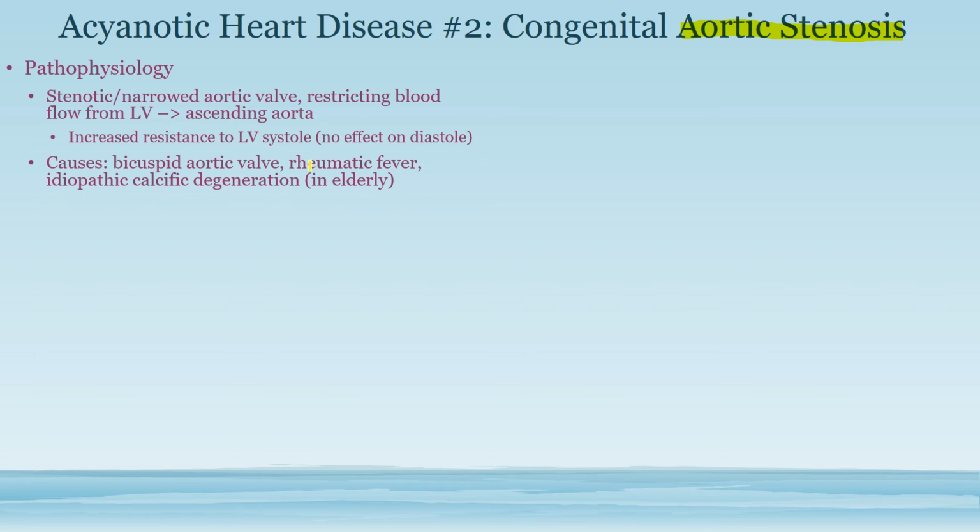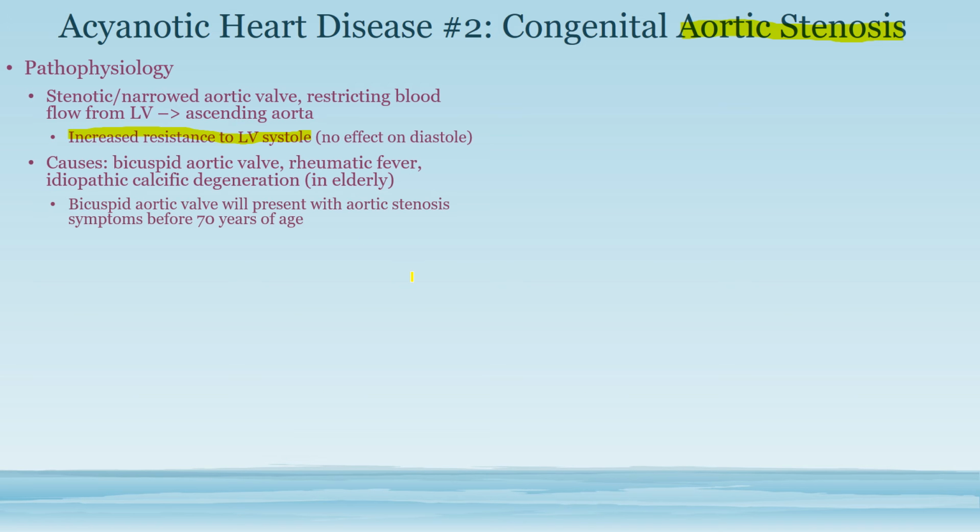Causes are bicuspid aortic valve, rheumatic fever, and idiopathic calcific degeneration. This happens in the very elderly people. Most elderly people are going to end up getting some form of calcification of the aortic valve. May not necessarily be a stenosis, but it does build up over time.